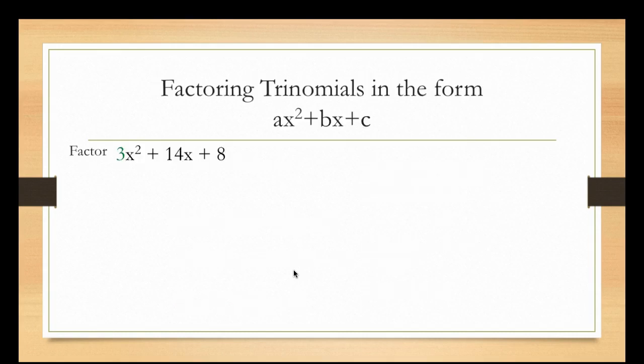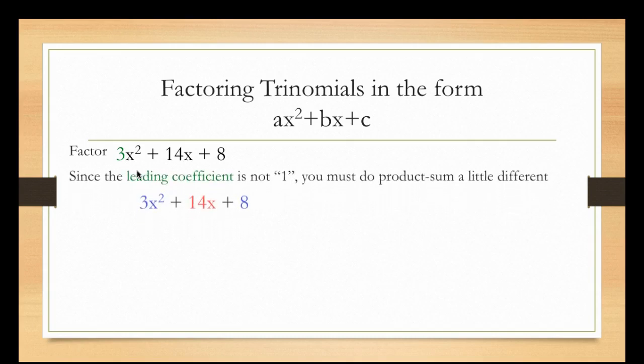So now, we want to factor a trinomial in the form ax squared plus bx plus c. This form is slightly different from lesson 6.2 because if you notice, the leading coefficient in this case is not 1. So this problem is a little bit longer than if the leading coefficient would have been 1. So the first thing we want to do is understand that we're still going to use product sum, but in this case the product will be the blue and the sum will be the red.